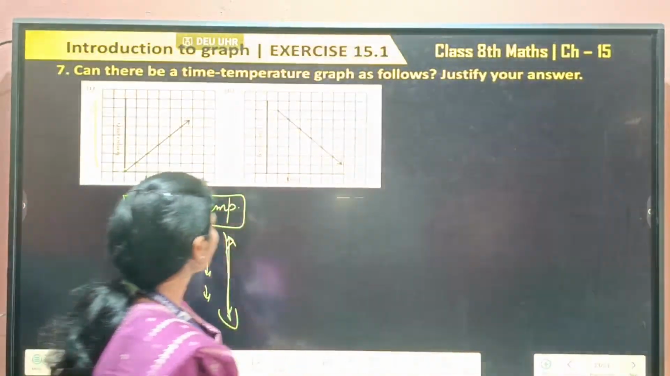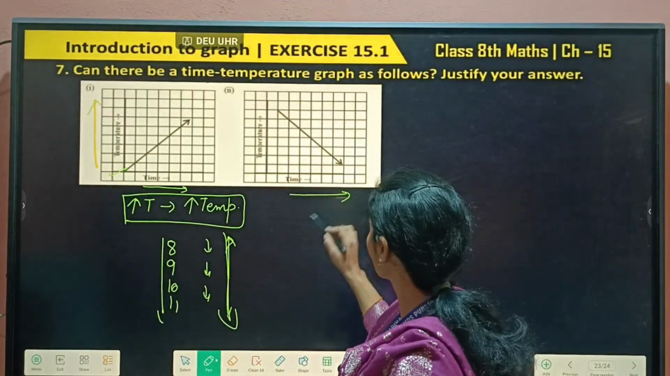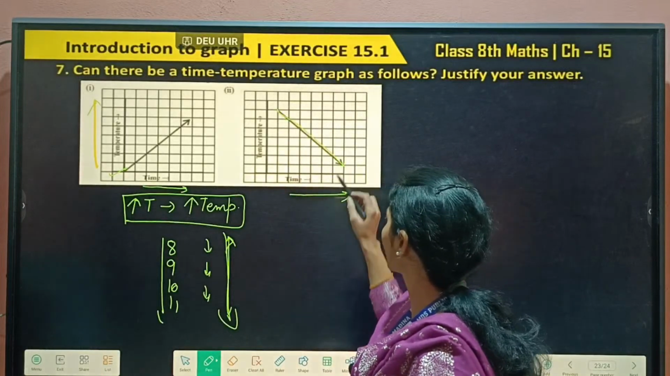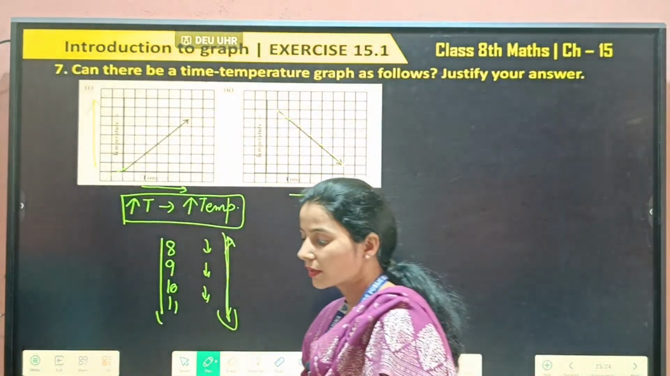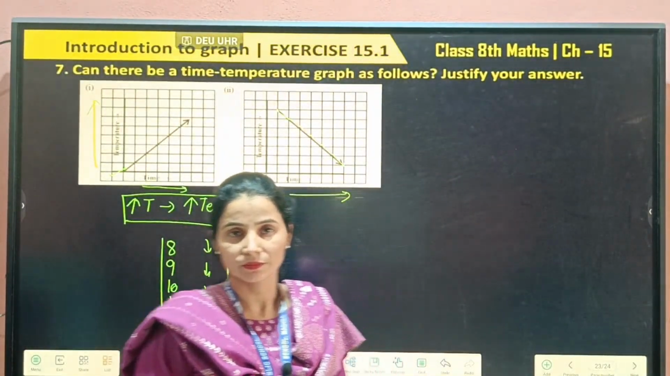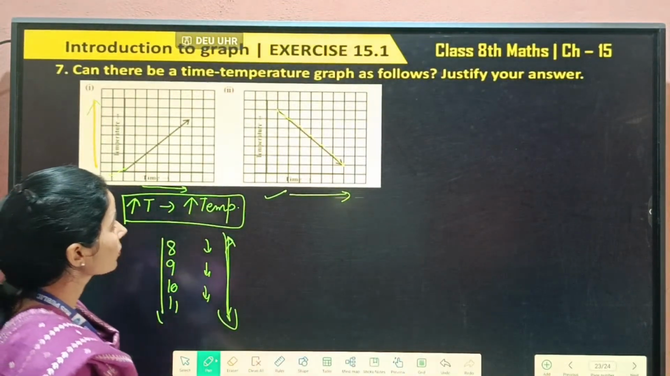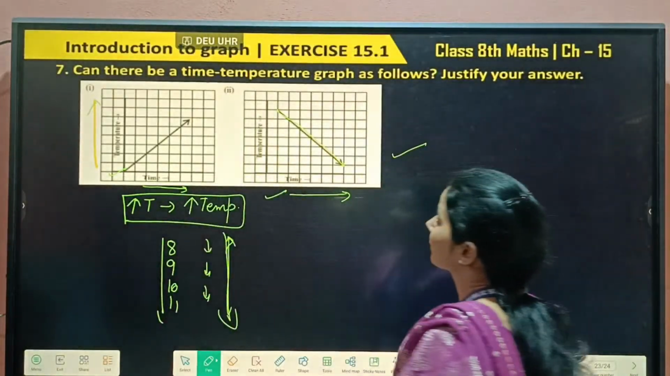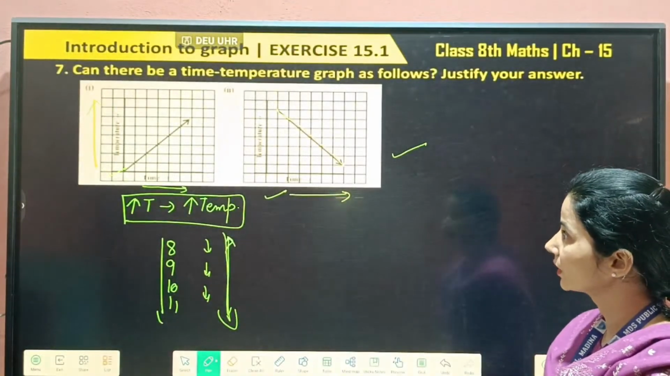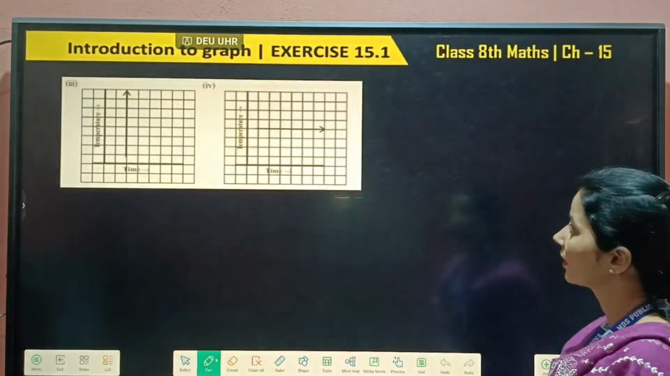What is the second part? Time and temperature. As time is increasing, the temperature is decreasing from its maximum peak. It can be possible when time is increasing and the corresponding temperature is decreasing. So this graph can exist. Yes, there is a time temperature graph which can show this possibility. So both graphs exist. Now let us see the next part.